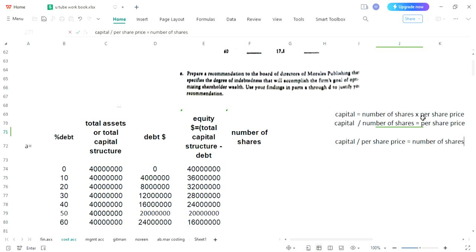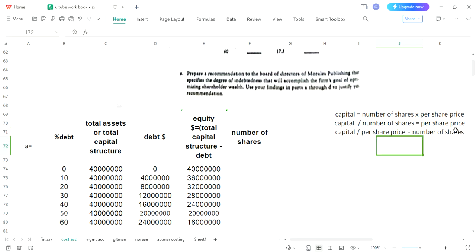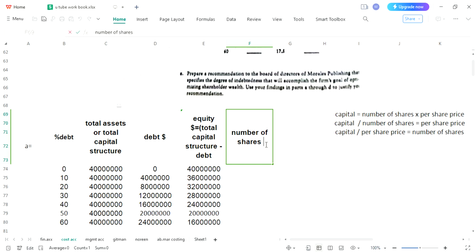So guys, this is what we needed. We want to calculate number of shares, and for which what you will do, capital would be divided by per share price. So capital structure would be divided by per share price, and this was mentioned in the question that per share price is 25.